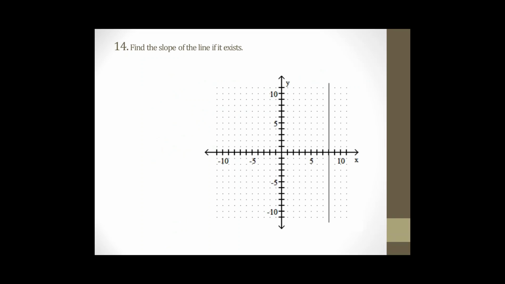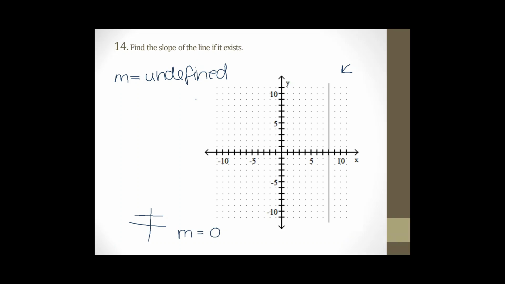Okay, now let's move on to 14, which asks us to find the slope of the line if it exists. So we are given a graph, and here is our line, and we are asked to find the slope. Well, for linear equations, there are basically two different special cases. It would be the vertical line, which is this, and then you also could have the case of a horizontal line. So one of them is 0 and the other one is undefined. So we are looking for the slope. We're using m for slope, and the answer is undefined. And then for the horizontal line, the slope would be 0.